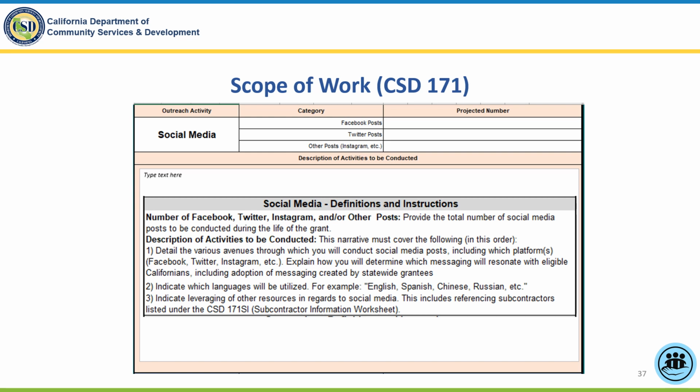This is your opportunity to include those innovative ideas you may have to conduct activities under the social media category. Please be as detailed as possible with your proposal. And remember that social media, along with web, is a required activity of all grantees. Now let's move on to canvassing.